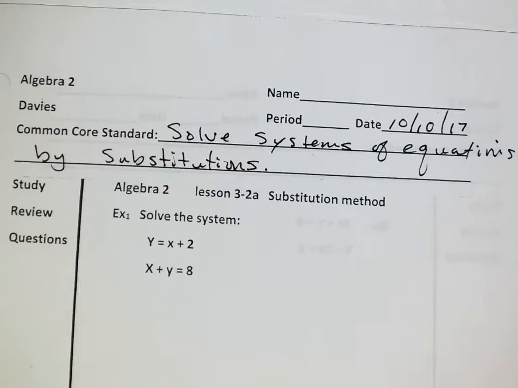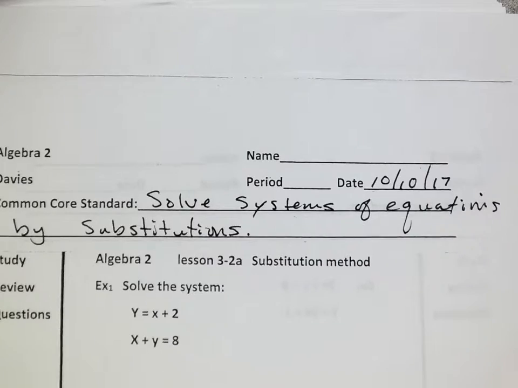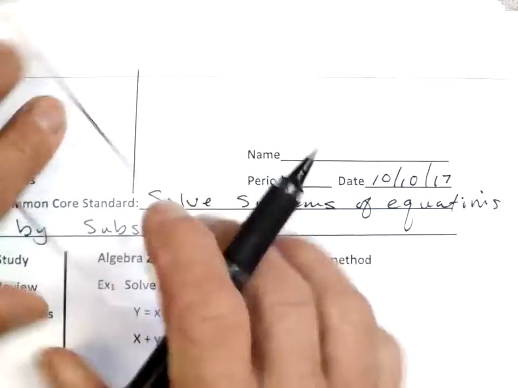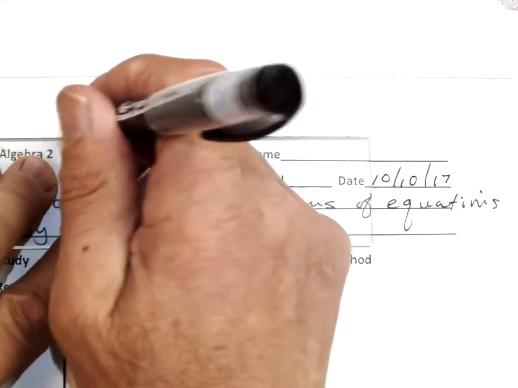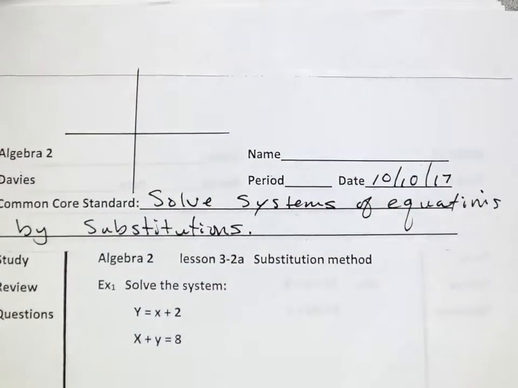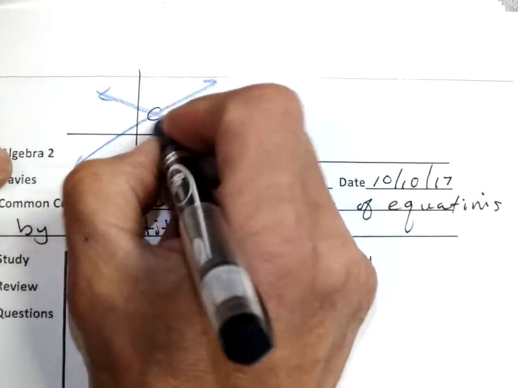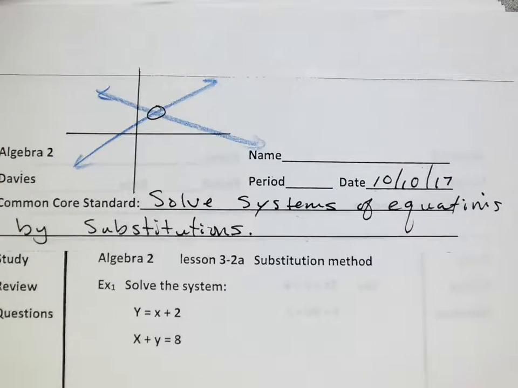Before I start, just a quick little picture. All of the problems we were doing in this entire chapter, for this whole week, have to do with really finding where two lines intersect. That's the answer. And of course, if they're parallel, then they don't intersect, and the answer is the empty set or no solution. If they're the same line, the answer is all real numbers. But what we're really doing is trying to find out where two lines intersect.